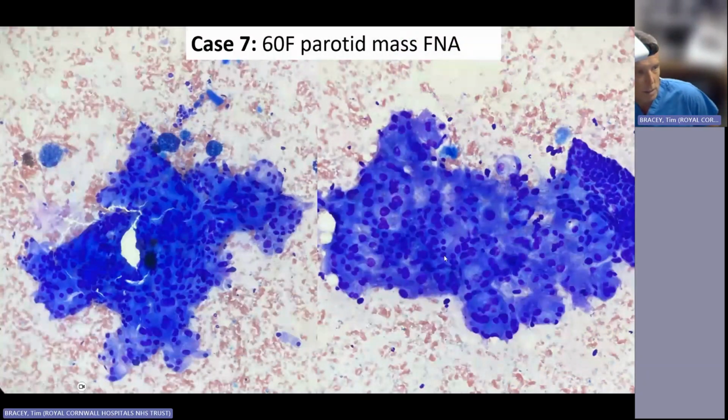Right, so this one was a 60-year-old female with a parotid mass FNA. I must admit, I think we stumped this one. I think we put this in the equivocal category. It was quite pleomorphic. There was a bit of overlapping. There was a bit of a cystic background, but it didn't have the sort of lymphoid background of a typical Warthin's. I picked on these two groups particularly because there was quite a bit of anisonucleosis, but I wasn't convinced that it was overtly malignant. And there were a few ductal cells around as well.